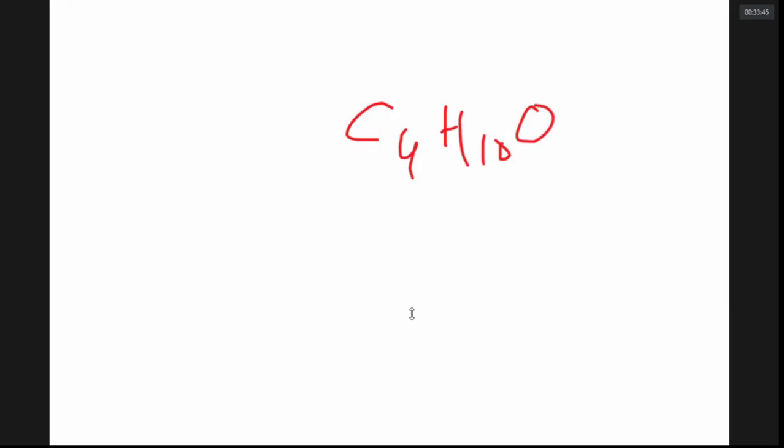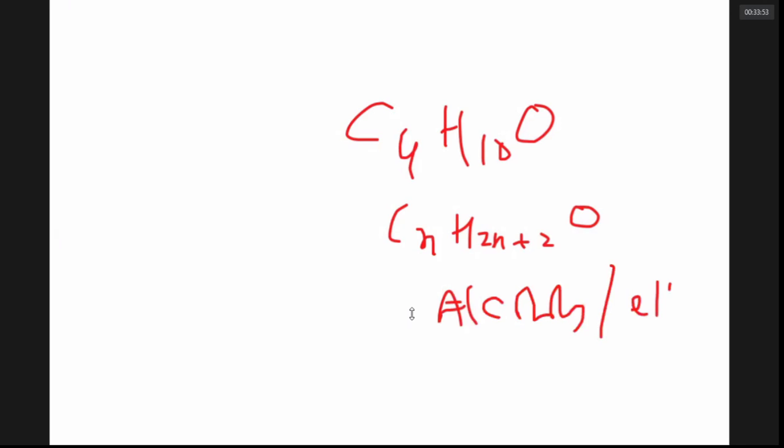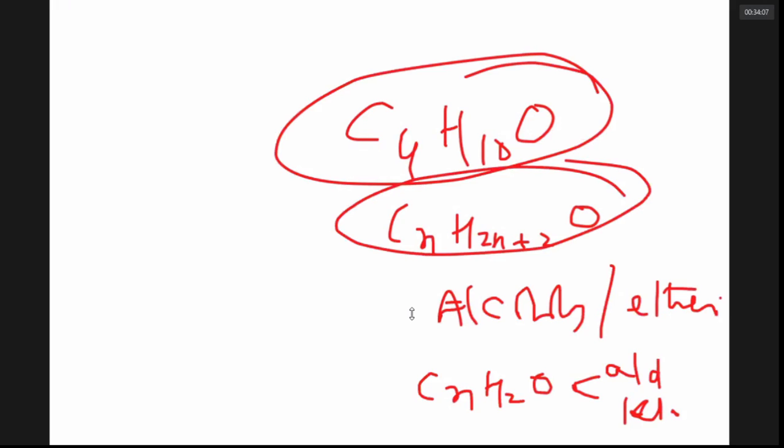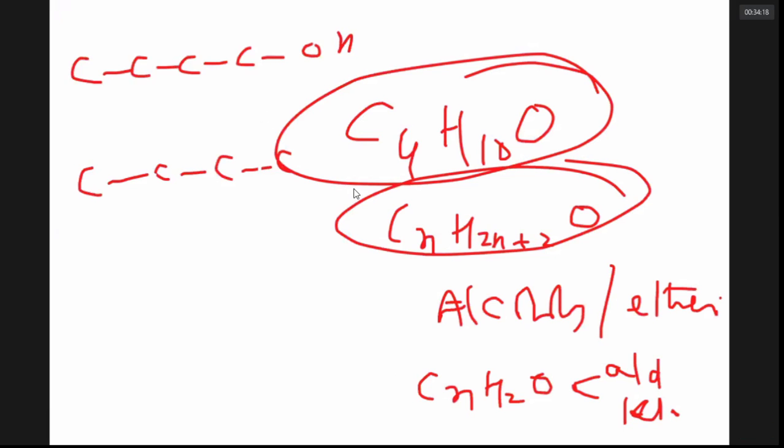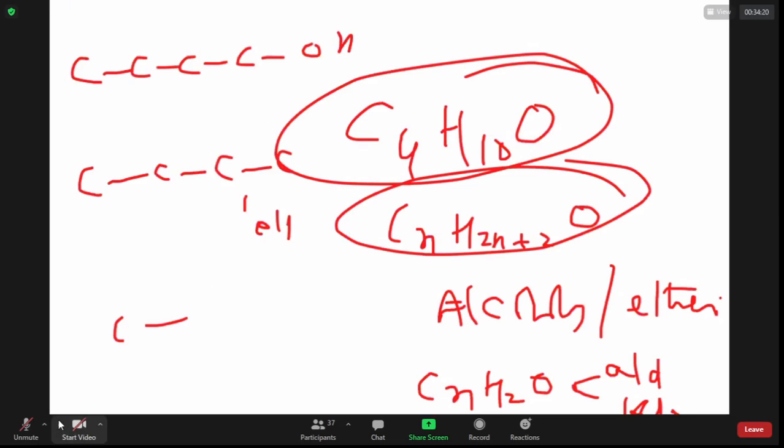C4H10O, for example, is a formula CnH2n+2O that indicates either alcohols or ethers. If the formula is like CnH2nO, it is an aldehyde or ketone. Therefore, C4H10O looks like CnH2n+2O. It is an alcohol. The alcohol can be like 1-butanol. It can be like 2-butanol. It can be like 2-methyl-2-propanol.